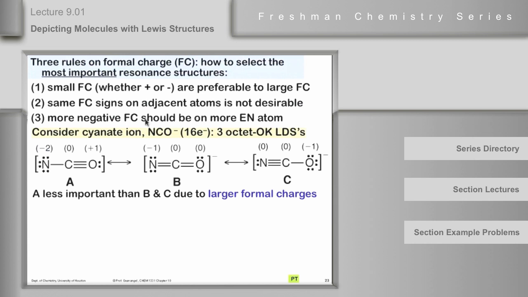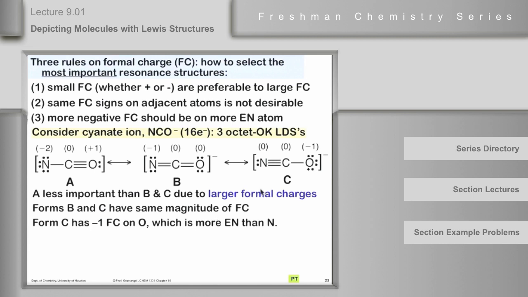We go down to 3 and we look for a case where a more negative formal charge should be on a more negative atom. If you look at B and C, B has the negative charge on nitrogen and C has it on oxygen, and you all know oxygen is more electronegative than nitrogen. So C ought to be the most important resonance structure. These are all resonance forms. C should be the most important resonance structure, and it should describe the cyanate ion better than either one of these.